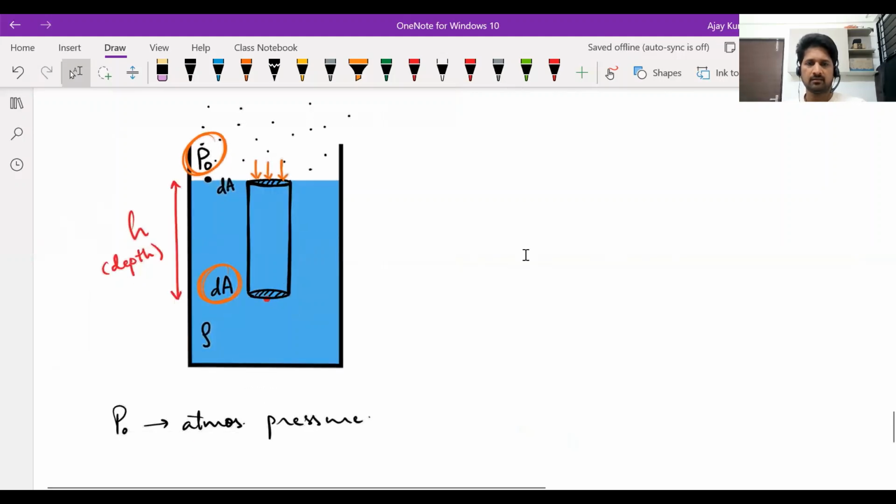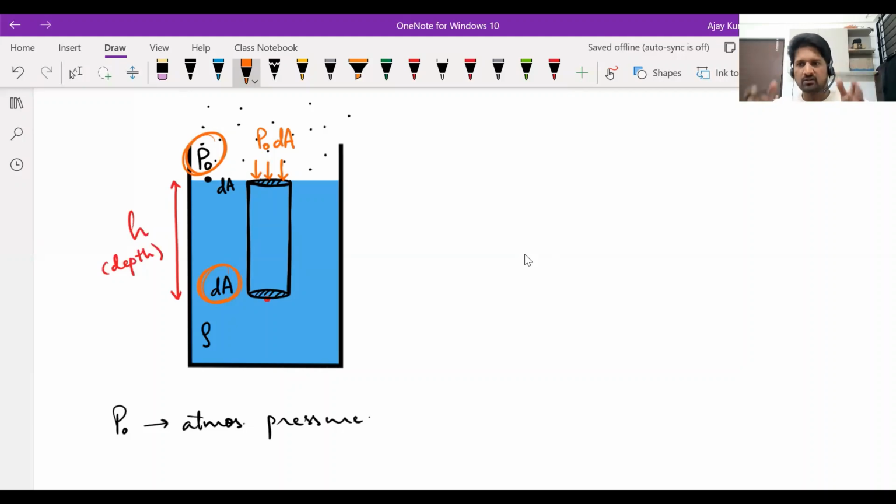P naught into dA, correct. So a force of P naught dA will be acting downwards due to atmospheric pressure on this cylindrical volume. Air molecules will exert this atmospheric pressure wherever they strike. On any surface which is open to atmosphere, that pressure will be there. So you can find out the force acting on that surface if you know its area. Pressure into area gives you the force.